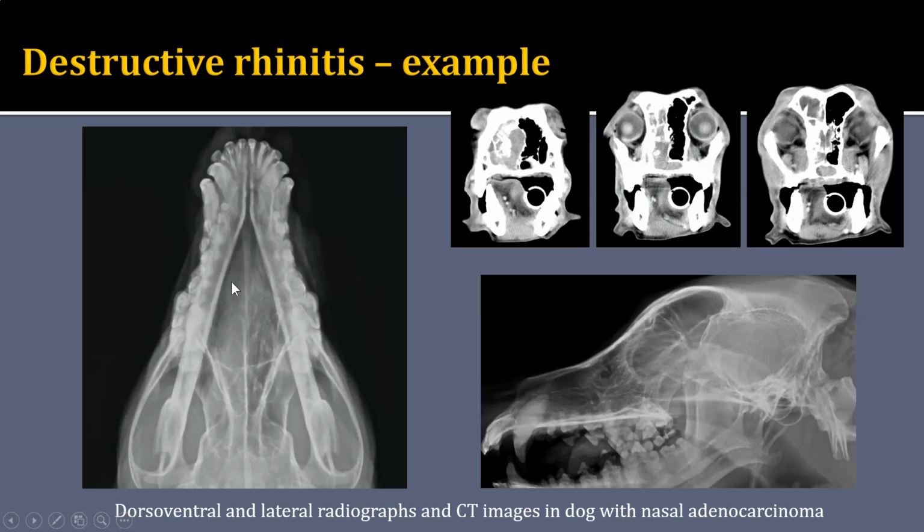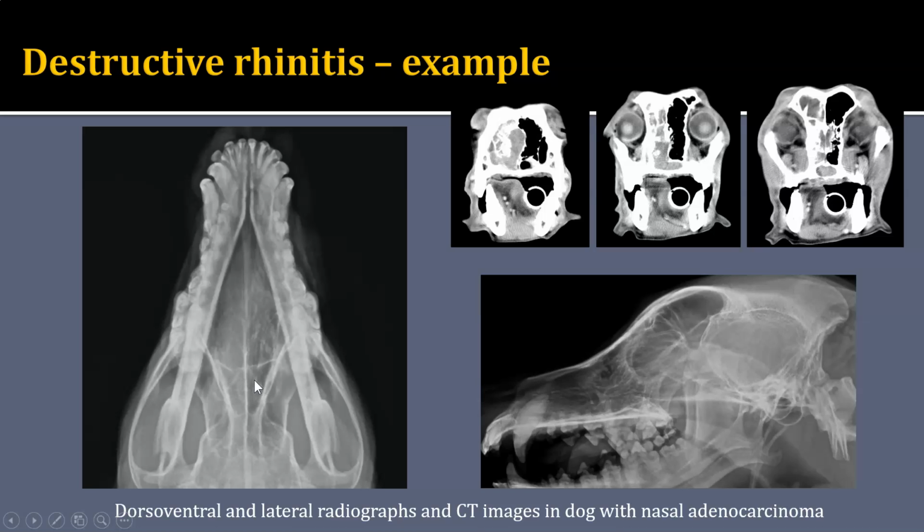Rostrally, it's silhouetting with some of the nasal turbinates, but back here in the caudal area, although some of the very large osseous structures are present, compared to the left side, a lot of the thinner osseous structures are no longer present. So that tells me that this is a soft tissue mass with actual lysis. There's also soft tissue opacity in the right frontal sinus. Compare that to the air-filled left frontal sinus.